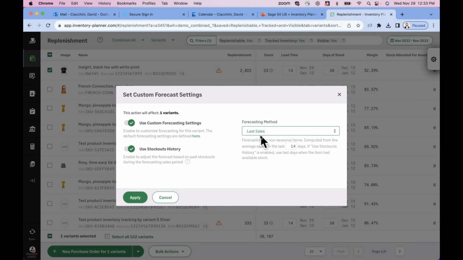Next up, we have last sales. This is a bit more simplistic, but can really work well for customers that turn through their product catalog pretty quickly. You know, fast fashion is an example that comes to mind. And what it really is, is just a weighted average for a designated amount of days. So my demo account here, it's 14 days, but of course that can be adjusted.